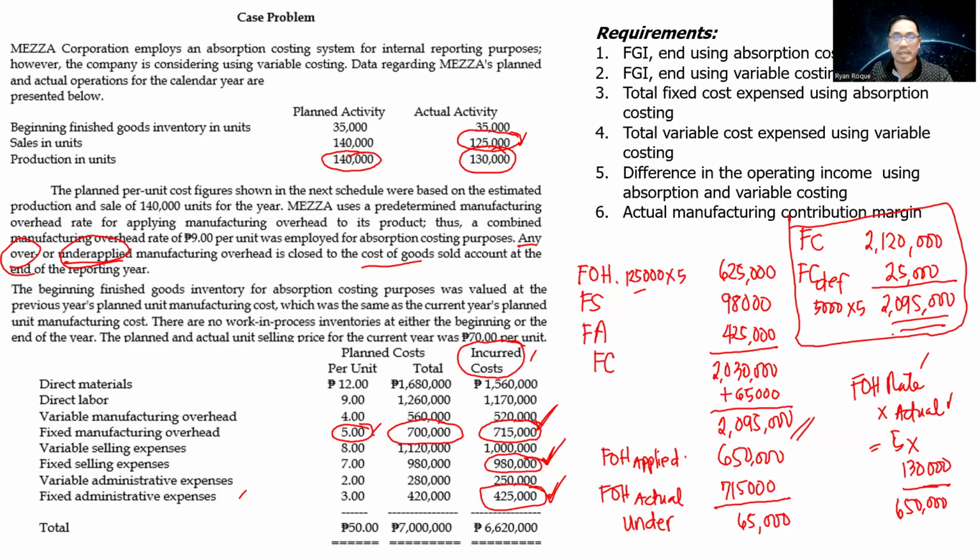So again, I've just told you the entire story, but this is the shortcut. You always have to consider the actual because at the end of the day, you have to bring your cost towards the actual amount. When we apply overhead, we only try to estimate. But at the end of the period, we always have to bring everything back to the actual. That's why we close to cost of goods sold.